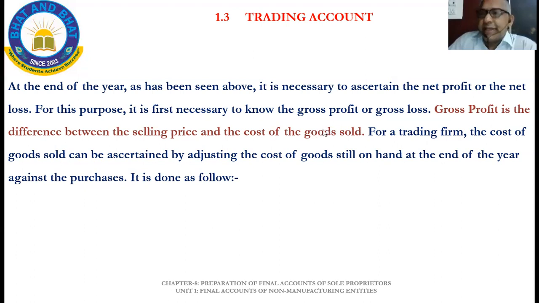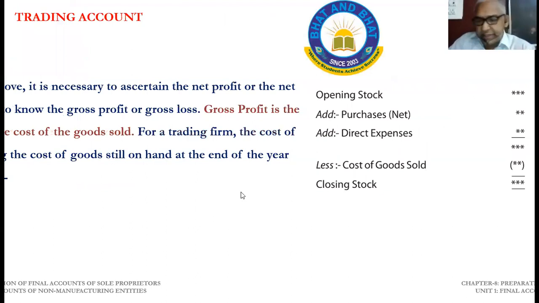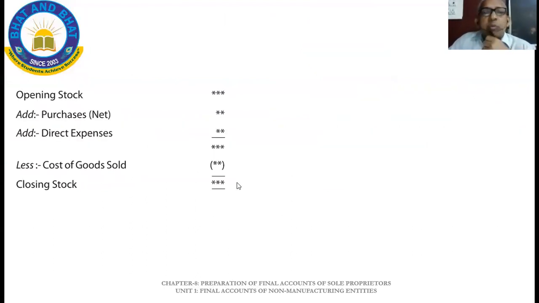Means he buys the goods, he spends some money on bringing or storing and all, that is his cost of goods. And he will spend some sales expenses also. The net of selling price and purchase price plus expenses done, okay, that is known as gross profit.